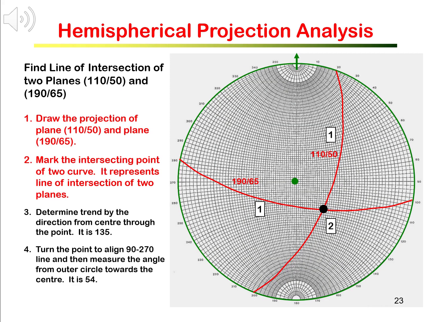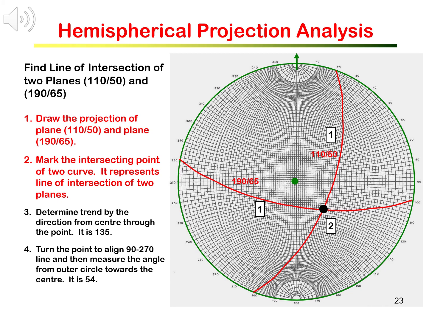The next example is to find the line of intersection of two planes. When two lines intersect, we have the intersection point. Similarly, when two planes intersect, the intersection is a line, usually called the line of intersection of two planes.